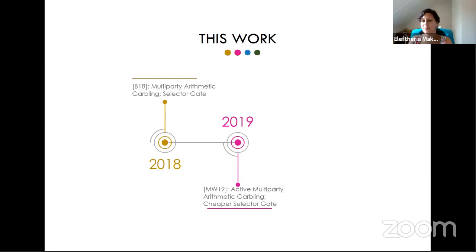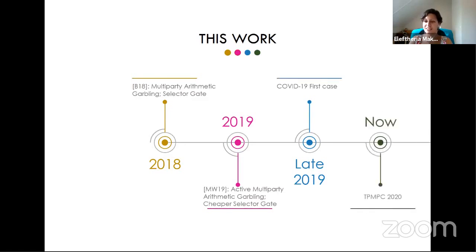Now, in the meantime, other important things happened unrelated to garbling, and that's why we are now sitting behind a screen for TPMPC this year.